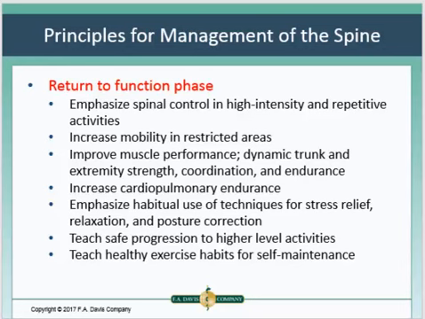Improving muscle strength, dynamic trunk and extremity strength, coordination, and endurance is important. Progress dynamic trunk and extremity resistance exercises, but you need to emphasize their functional goals. Remember what they want to be able to get back to doing and what they're going to do, and try to work towards that. Increase their cardiopulmonary endurance, and progress the intensity of the aerobic exercises. So first, increase the time, then the frequency, and then the intensity.